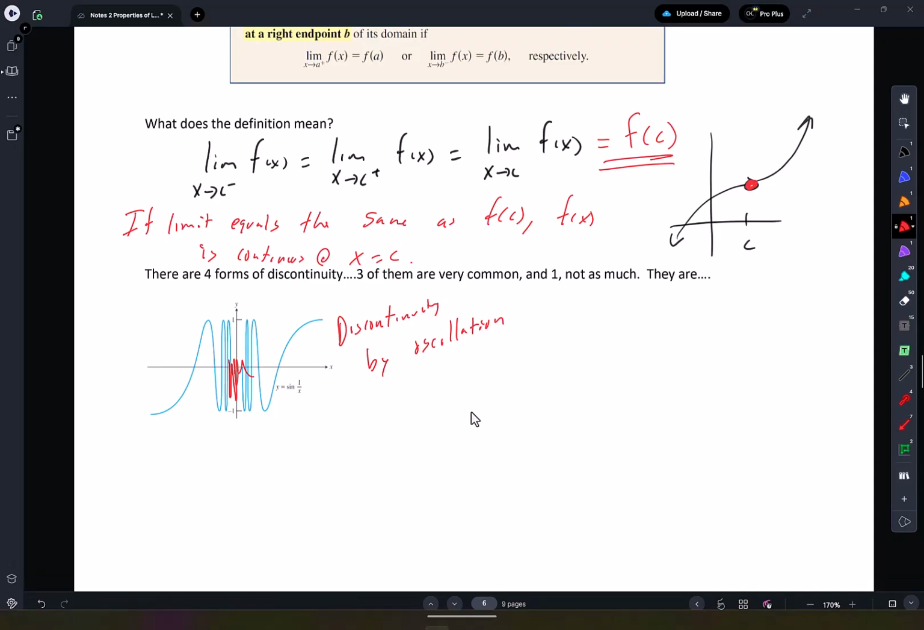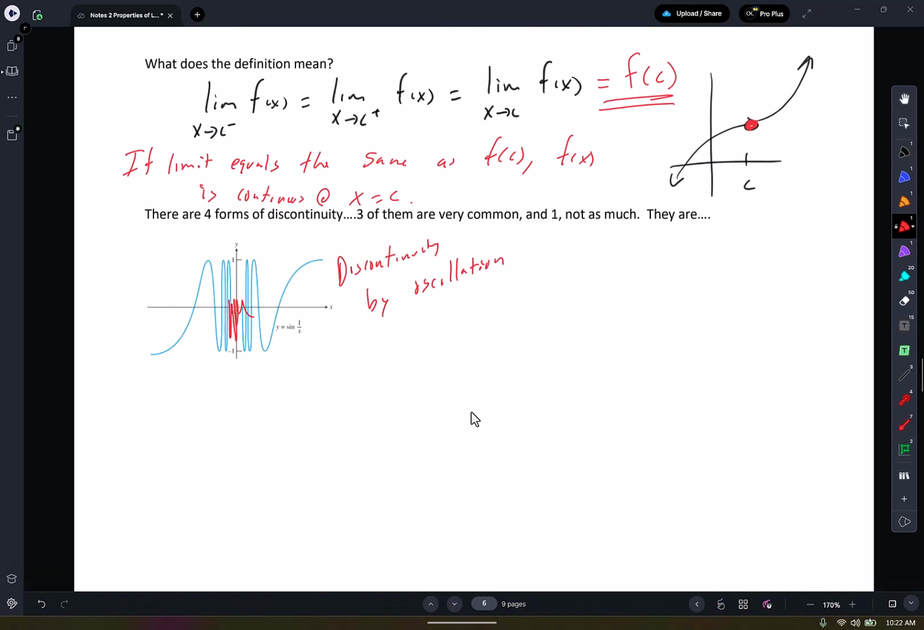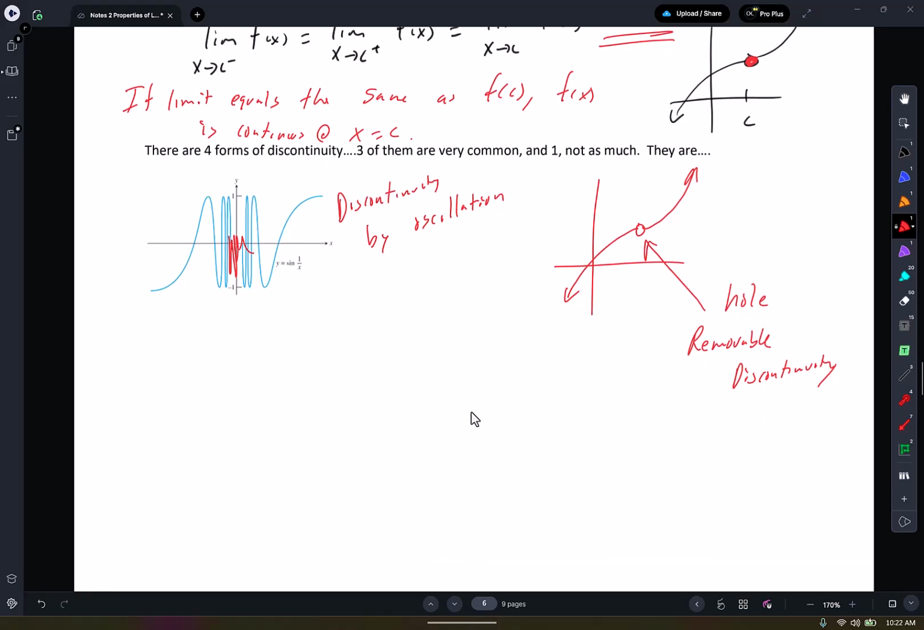And then the other discontinuities you already know. This is called a hole, also called a removable discontinuity. A removable discontinuity is the only type of discontinuity that can be made continuous. All you have to do is fill in that pixel. That's it, and it'll be continuous. Cool or not cool?